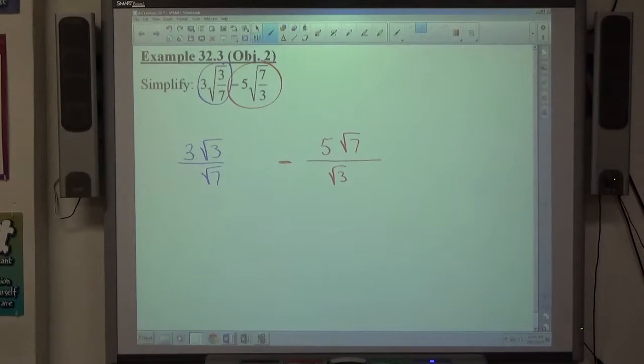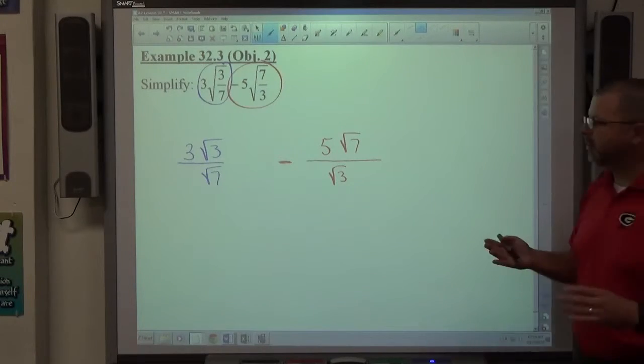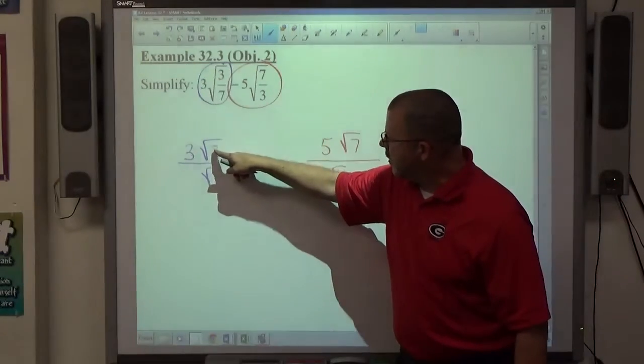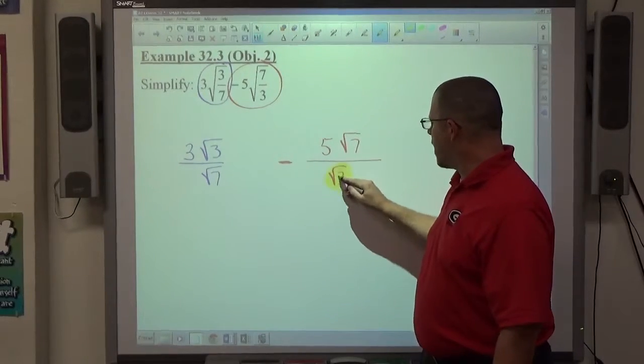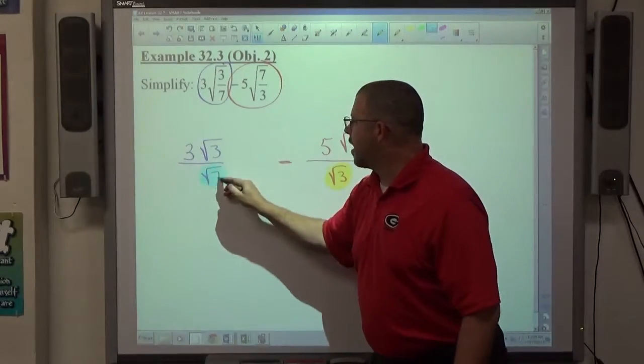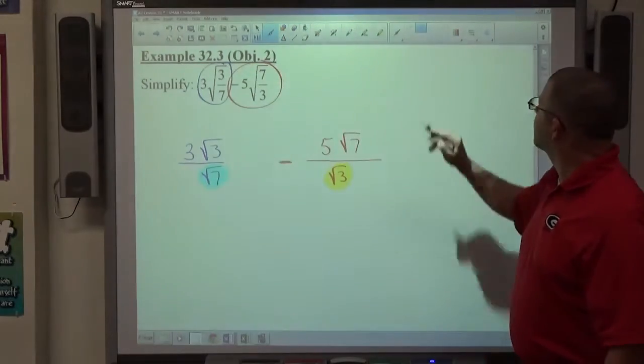So again, that's priority 1 on these problems. Separate the fraction into a top and a bottom. And again, the issue each time is just the bottom. So we've got a square root of 3 on the bottom of this one, and a square root of 7 on the bottom of this one. Those are the problems. That's what we need to fix.